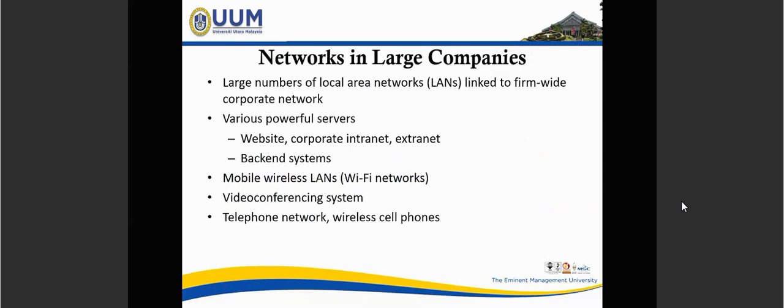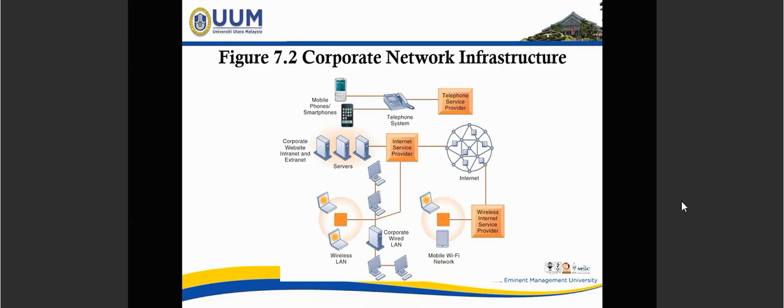Let's go to the large components. When we understand the components of the network, simple or large, it becomes easier to understand how it looks. This is the corporate network infrastructure, for the whole corporation, for UUM. We have connectivity through mobile telephones. We have connectivity to the internet through an internet service provider like TM, and also through a wireless internet service provider. At the same time, we connect through access points. In UUM, access points go through TM, and we have access points for wireless LAN.